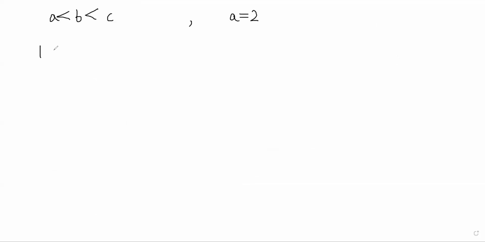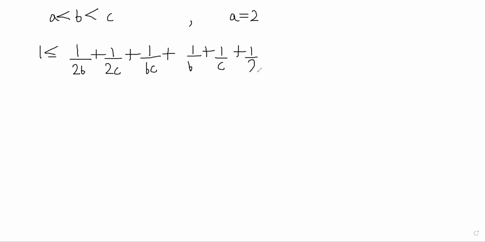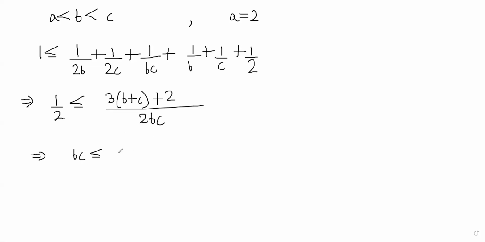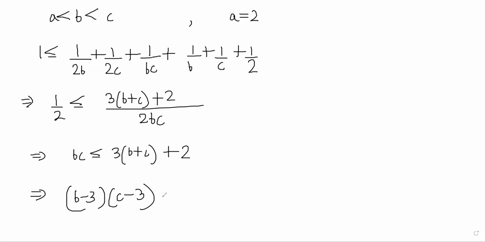So if A is 2, let's look at the original inequality. We have 1 by 2B plus 1 by 2C plus 1 by BC plus 1 by B plus 1 by C plus 1 by 2, right? So simplifying this, this becomes half is less than or equal to 3 times B plus C plus 2 by 2BC, which further simplifies as BC is less than or equal to 3 times B plus C plus 2, and after a little bit of calculation, you can simplify this like this: B minus 3, C minus 3 is less than or equal to 11, right?